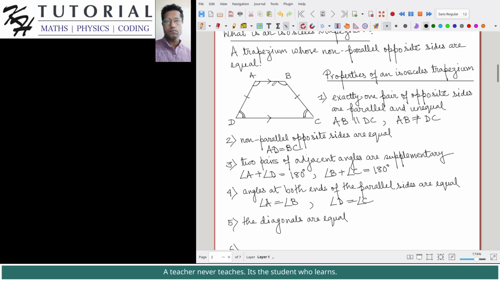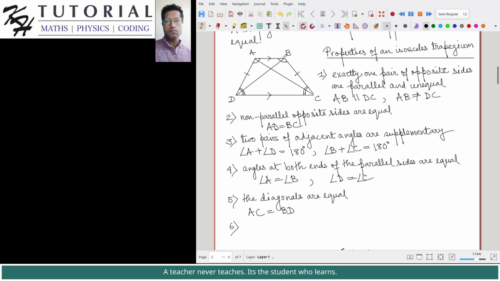The diagonals are AC and BD. So they are equal. AC is equal to BD. The diagonals in an isosceles trapezium are equal. Okay. Another, let's say the diagonals intersect at the point O.